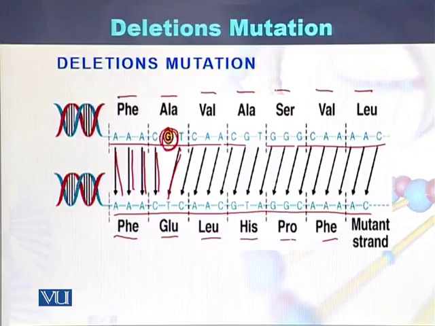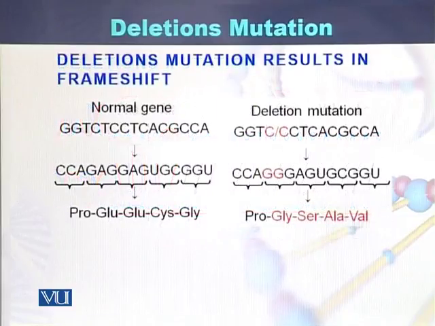If we do the comparison between the normal sequence of the amino acids and the amino acid sequence which is produced as a result of deletion of G, they are entirely different from each other. This is the second example of deletion.